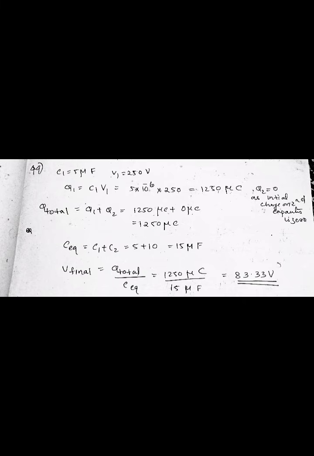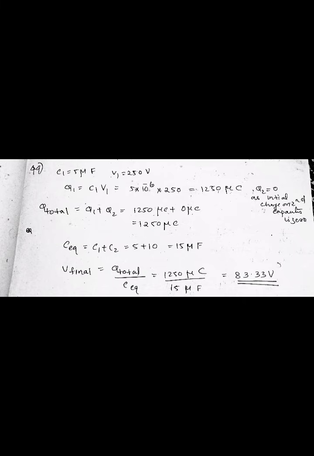So here C1 is equal to 5 microfarad, V1 is equal to 250 volt. So Q1 is equal to C1 V1, that is equal to 5 into 10 power minus 6 into 250, and this is equal to 1250 μC. So here as the initial charge on the second capacitor is 0, we can write Q2 is equal to 0. So Q total is equal to Q1 plus Q2, and this is equal to 1250 μC plus 0 μC. This is equal to 1250 μC.